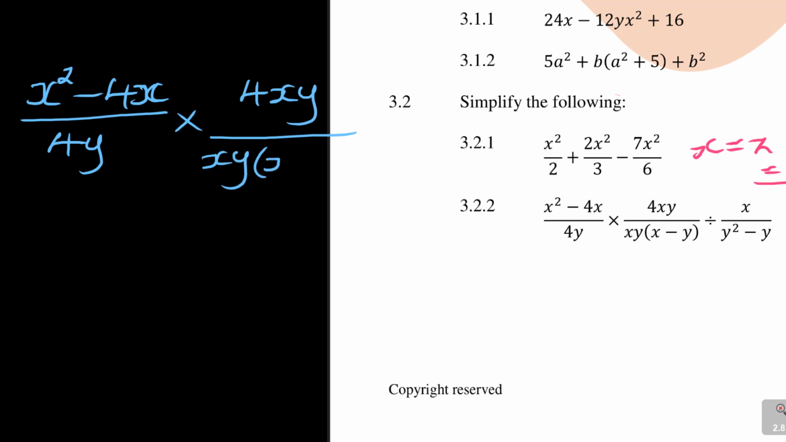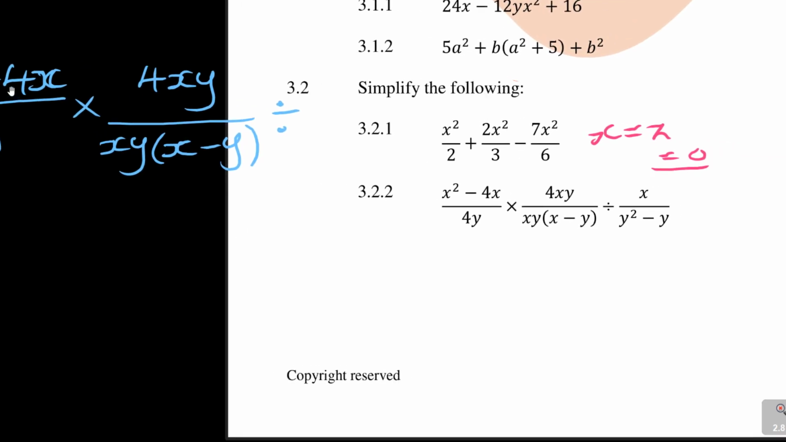Any luck with the 0? It's not giving a 0. No, it is giving a 0. Yes. Okay. It gave me a 0.